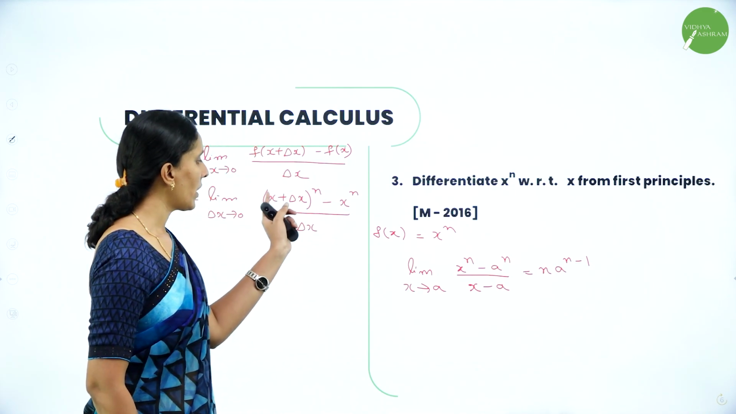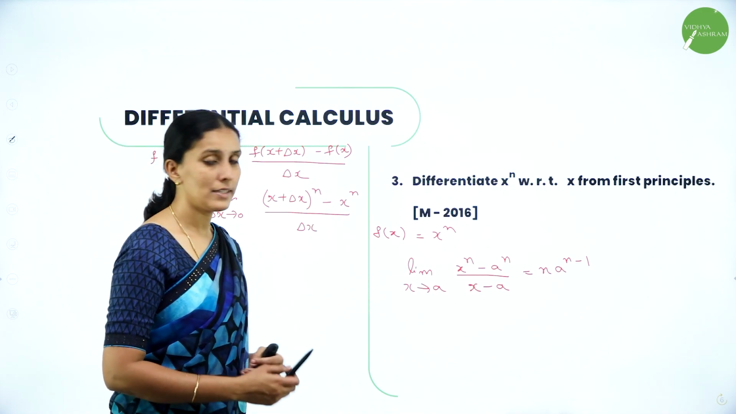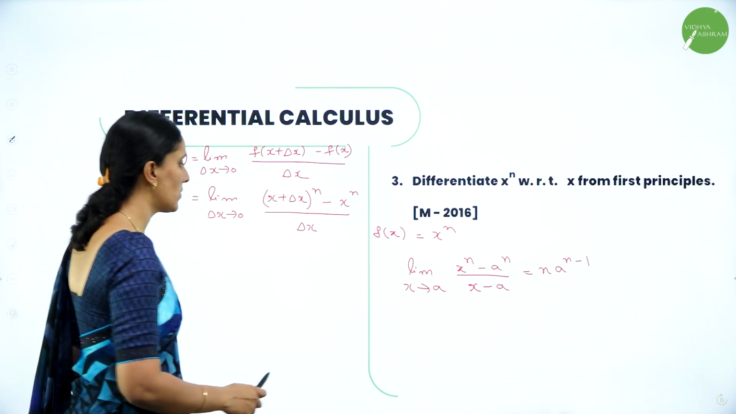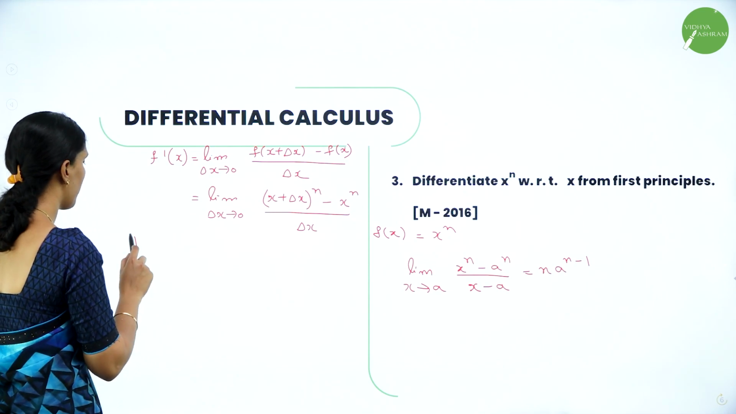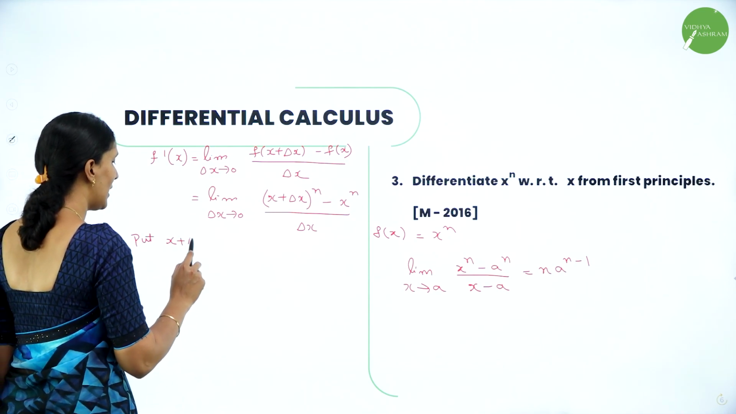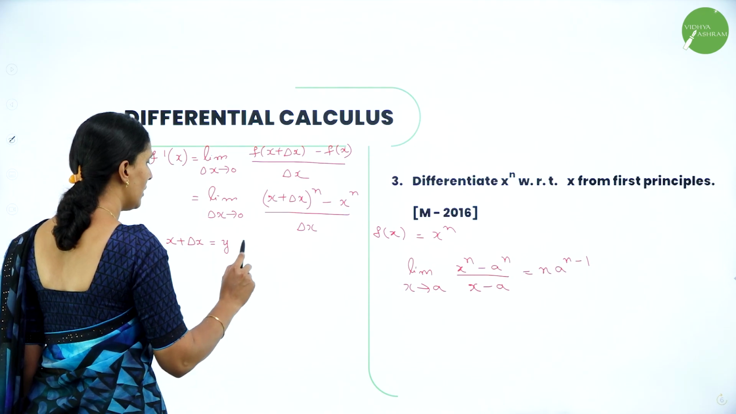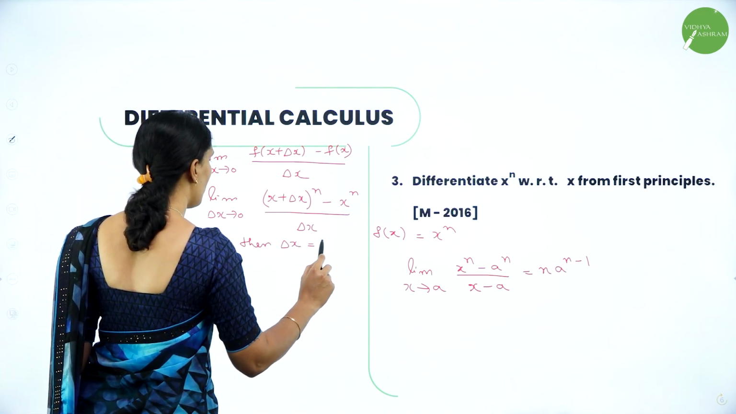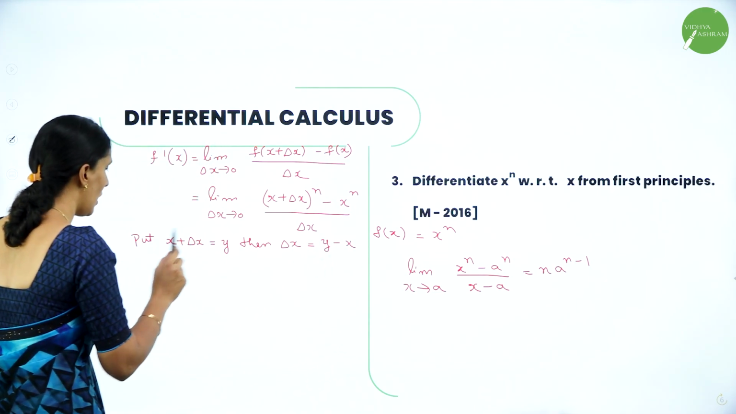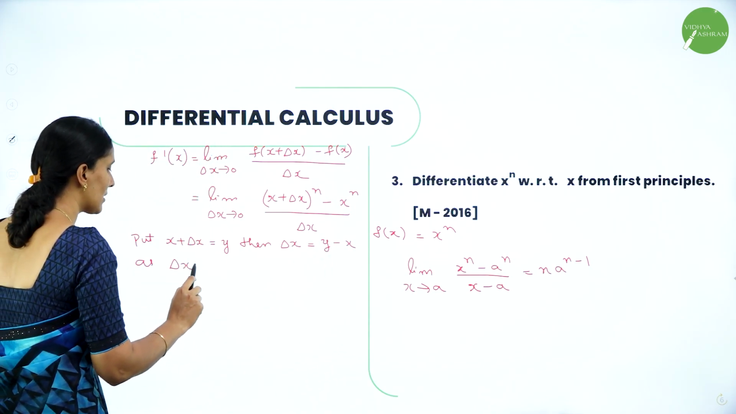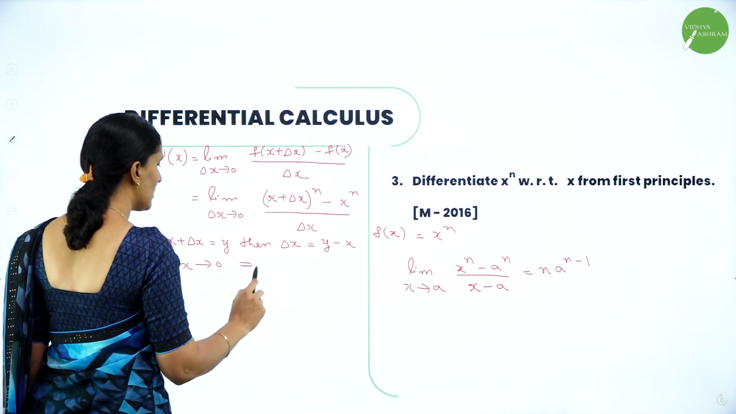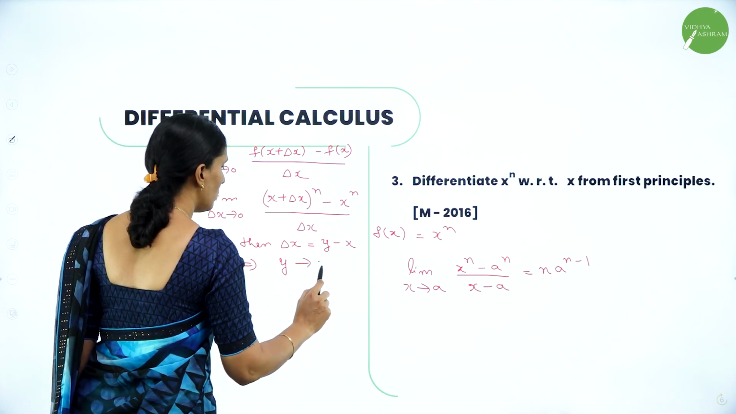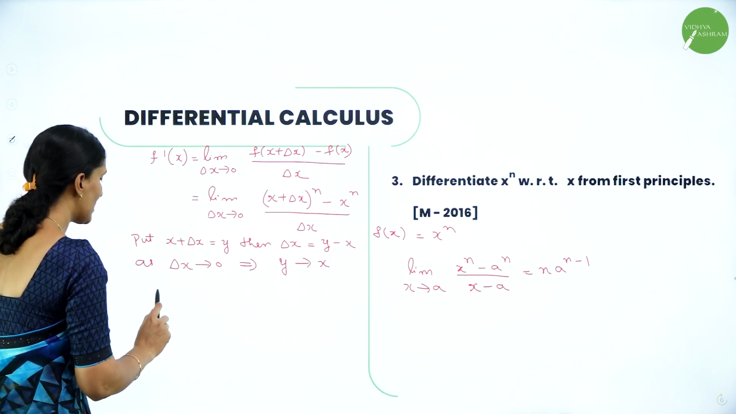So the numerator you can see is like x to the power n minus a to the power n. So let us take x plus delta x as y. So here put x plus delta x is equal to y. Then what is delta x? Delta x will be equal to y minus x. Now as delta x tends to 0, if this is close to 0, then y is close to x. So now let us replace everything with y.